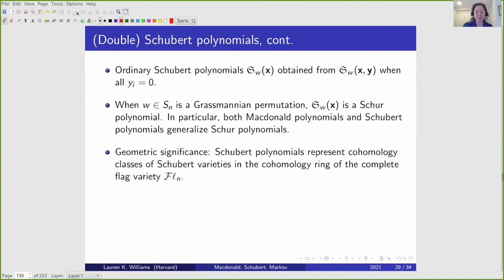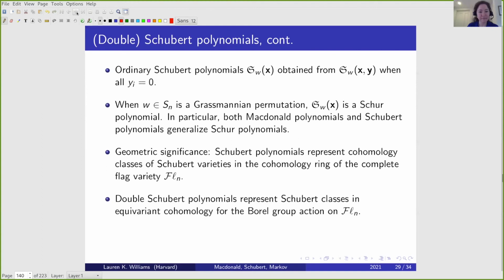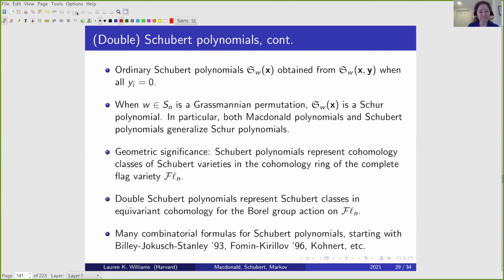But now Schubert polynomials have a very nice geometric significance, which is that they represent cohomology classes of Schubert varieties in the cohomology ring of the complete flag variety. There's also a geometric interpretation for the double Schubert polynomials, now in terms of equivariant cohomology. And there's been quite a lot of work on the combinatorics of Schubert polynomials, starting with work of Billey, Jockusch, and Stanley around 93.